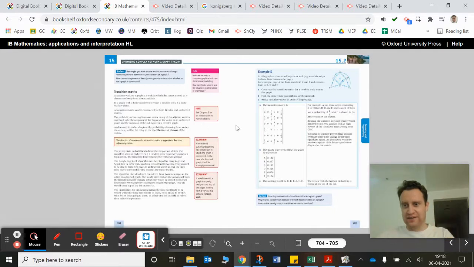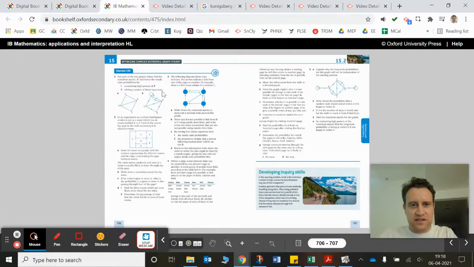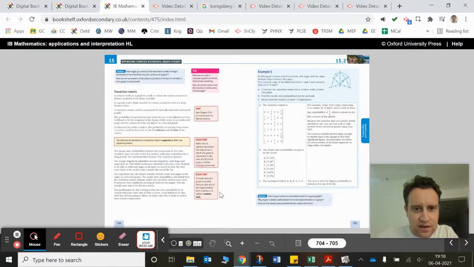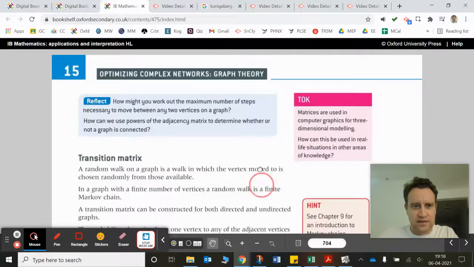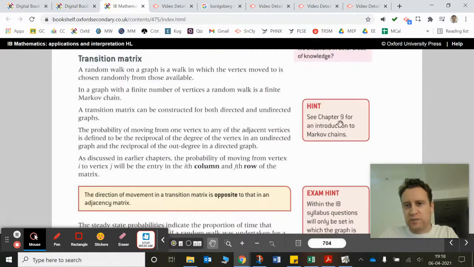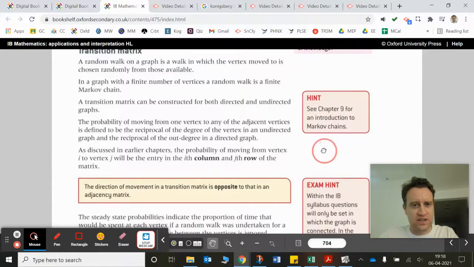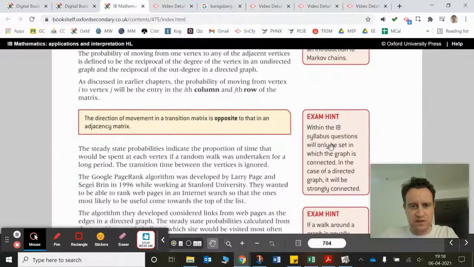This has real applications. Okay, so that's 15E done there. I'm just seeing if I can see where they were talking about that. No, okay. See chapter 9 and the introduction to Markov chains. It relates to the Markov chains, which we did there as well.